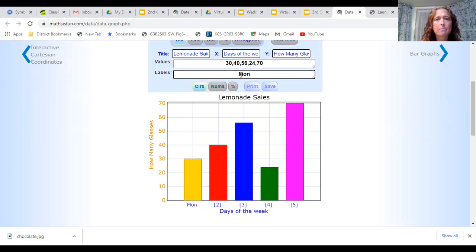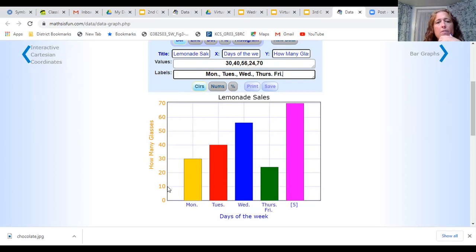So here's Monday. I'm going to abbreviate that. And then here is Tuesday. Abbreviate that so we don't go off the side of the graph. Then the next one is Wednesday. And then Thursday. And then Friday. I gotta spell it right. So here is our title, Lemonade Sales.